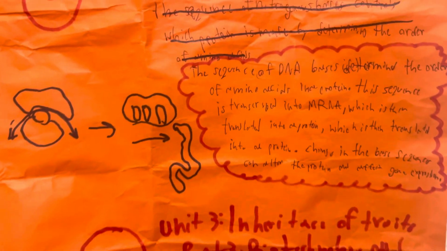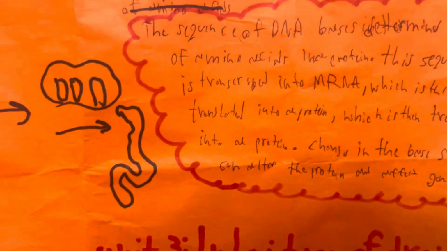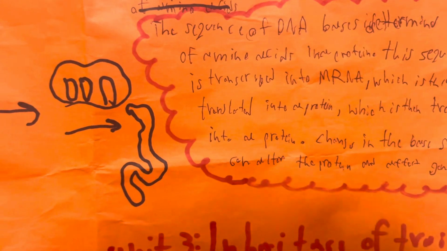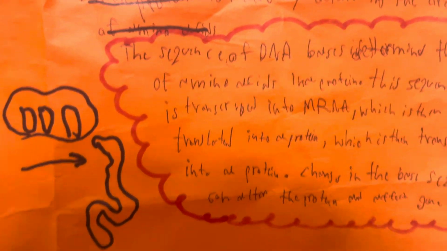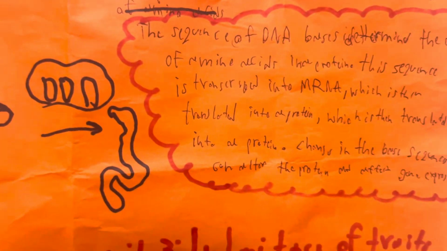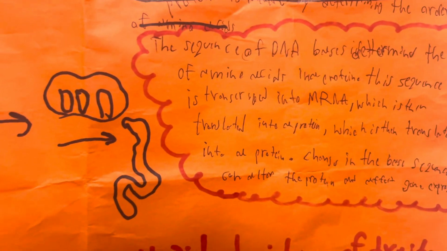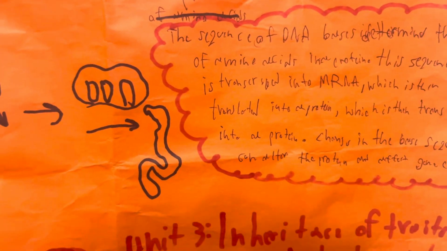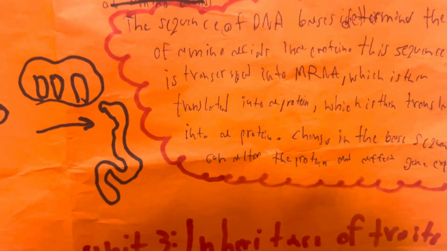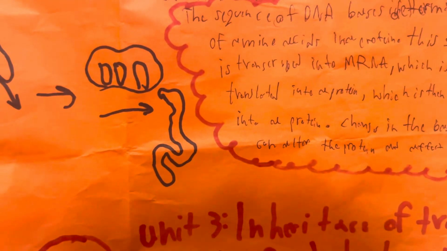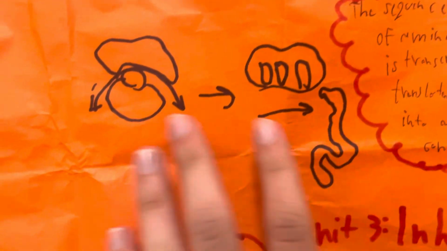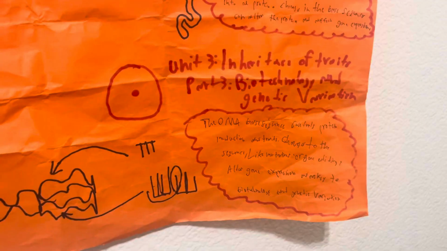From gene to protein. The sequence of DNA bases determines the order of amino acids in a protein. This sequence is transcribed into mRNA, which is then translated into a protein. Changes in the base sequence can alter the protein and can affect gene expression. It's a little gene expression drawing.